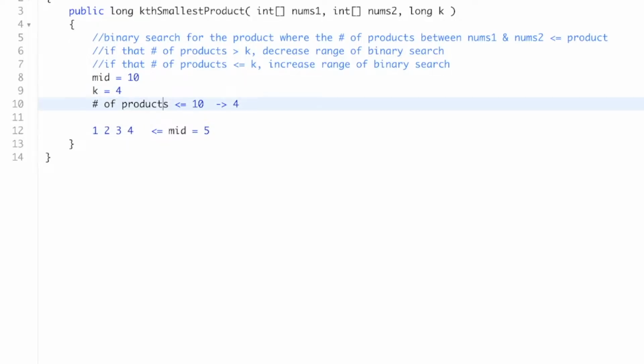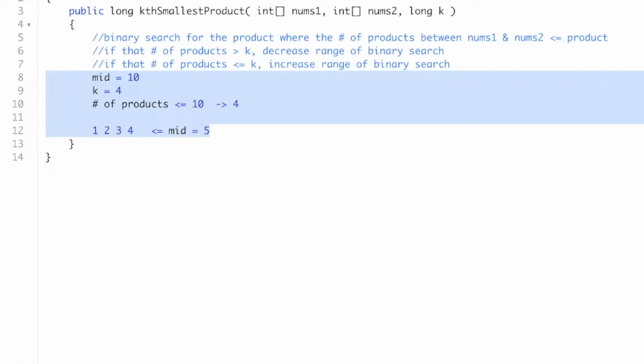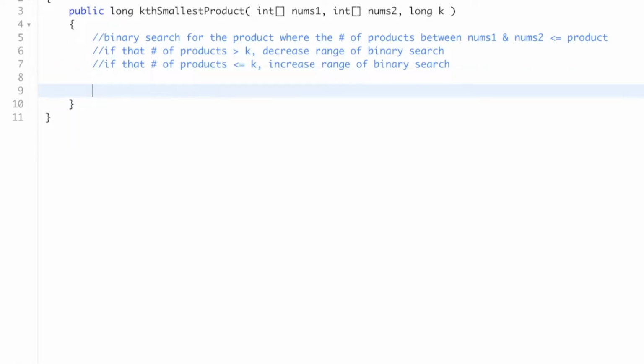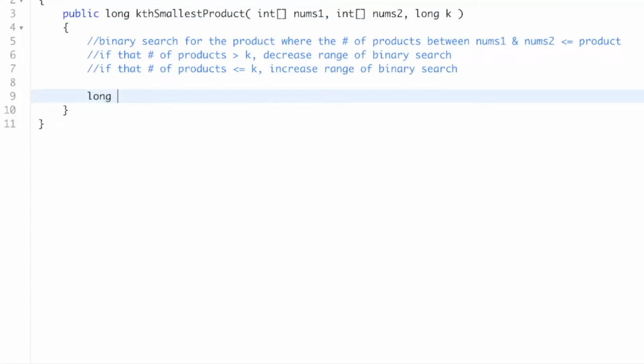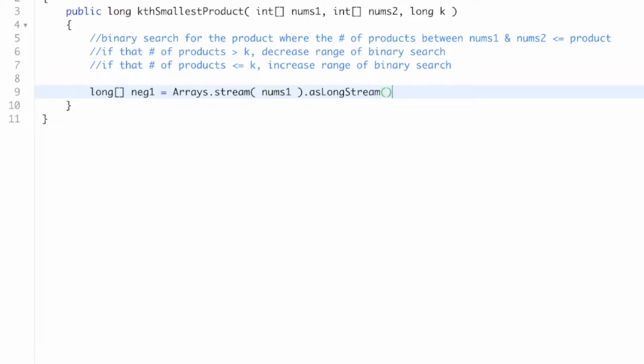Okay, let's just get into this, because I feel like I should just go through it and explain as I go. I'm going to create partitions of nums1 and nums2, partitioning them into their negative elements and their positive elements. So I'm going to create a long array, call it neg1, for all the negative numbers in nums1, equals Arrays.stream. I'm going to take all the negative numbers out of nums1 and put them into this array. So we pass in nums1, and we say asLongStream.